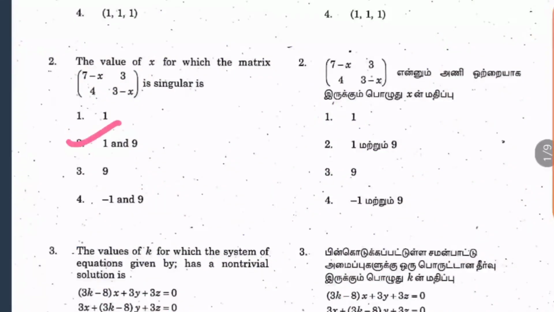So here option 2 is the right answer. You can check this directly also. If you are taking 1 and 9, you can directly substitute in these options: 7 minus 1 that is 6, 3 minus 1 is 2. So 6, 3, 4, 2. Directly you can multiply and check the answer like that also. Or you can do this procedure. Anyhow it will take the same time only.